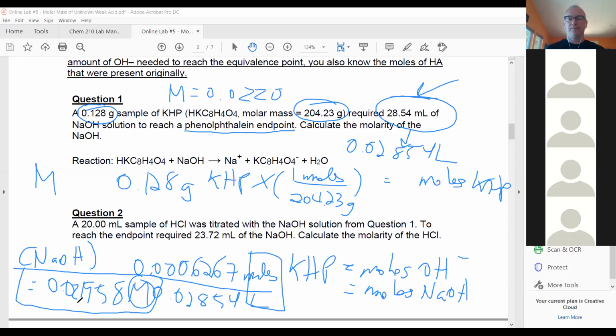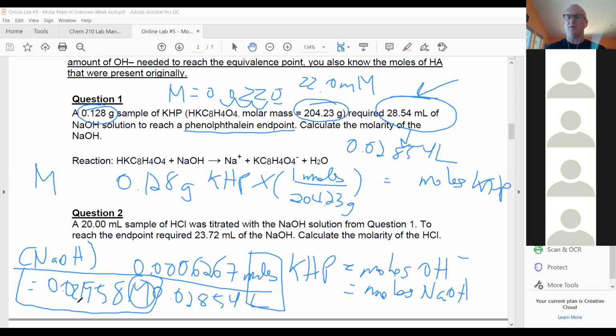0.0220. And the 0 is required because this tells us we have 3 significant digits. We could also convert that to 22.0 millimolar. We could also call it that. So yeah, 0.0220, 3 significant digits.